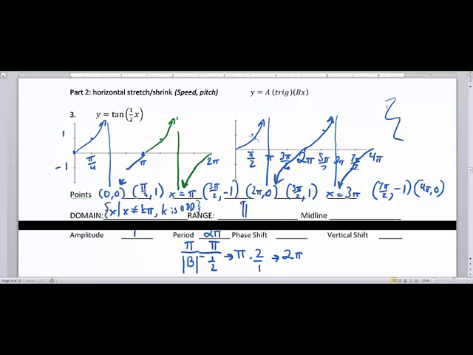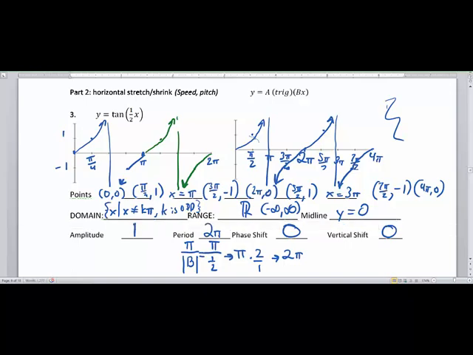The range is going to be all real numbers, or you can use interval notation, negative infinity to infinity. That's nice because it goes infinitely low and infinitely high. The midline is y equals 0 because we had no vertical shift in this problem. And we had no phase shift in this problem either. So this kind of brings us to the amplitude of 1, the period of 2 pi, phase shift of 0, and the vertical shift of 0.